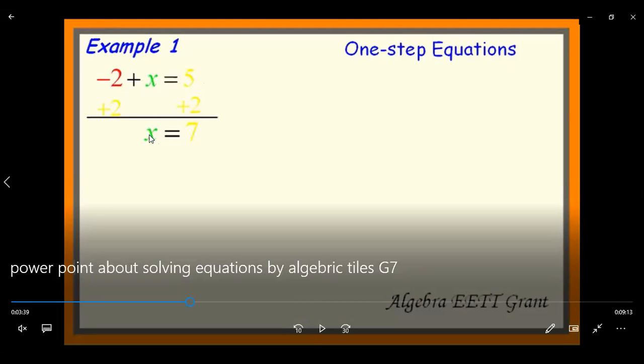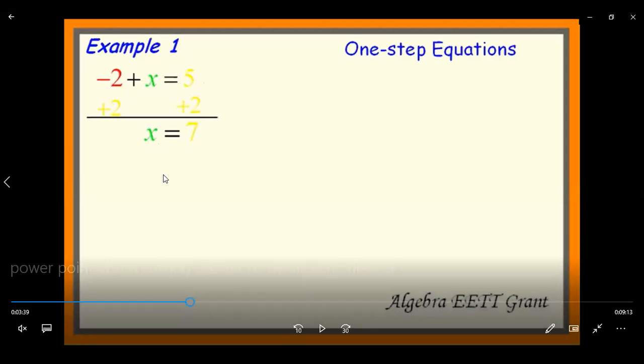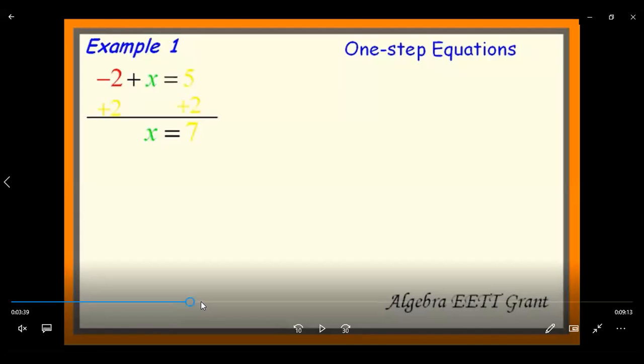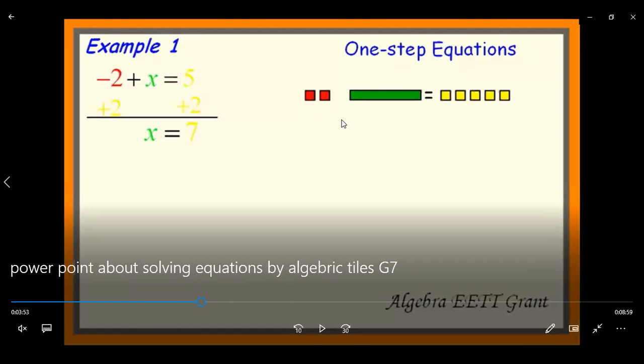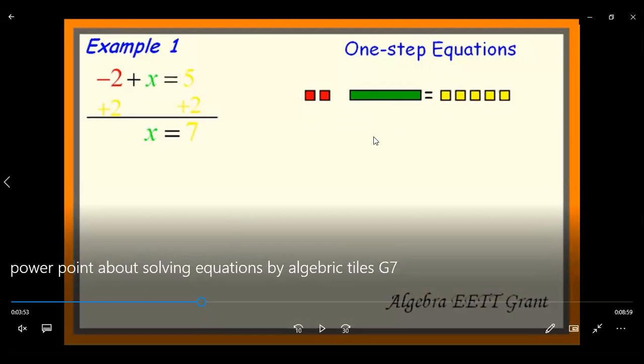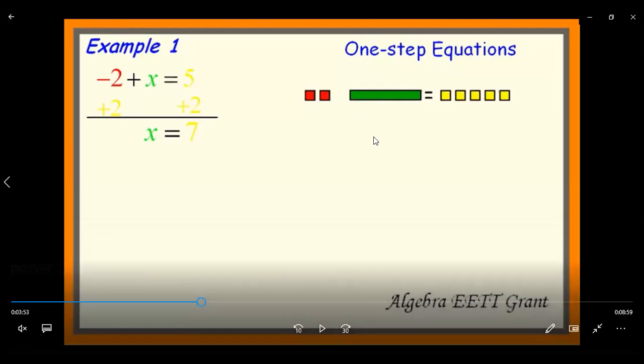So this is how we can use the mathematical or algebraic method to solve the equation. But we want to translate this one with algebraic tiles. So like Tala said, we are going to translate at the beginning. So I have negative 2 plus x equals positive 5. Negative 2 plus x equals positive 5. What is the first step? Did you remember? We add the additive inverse.